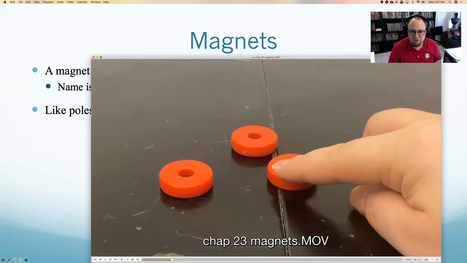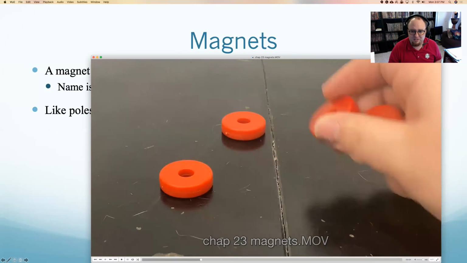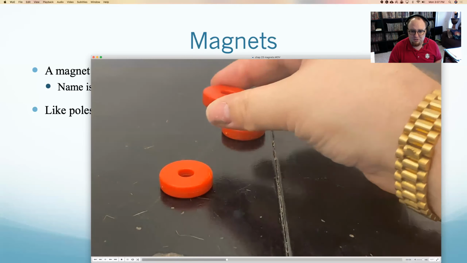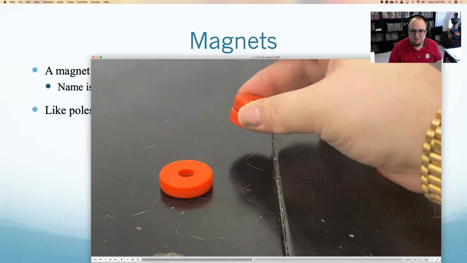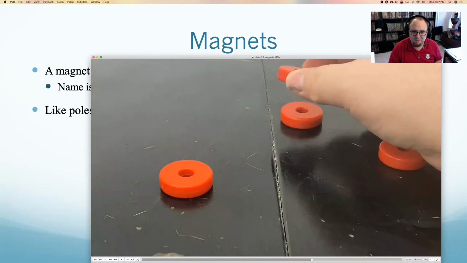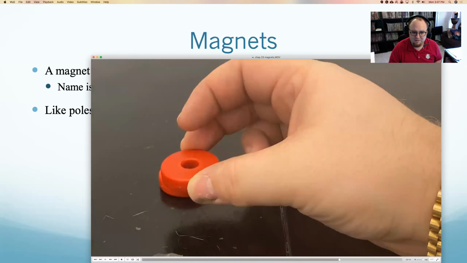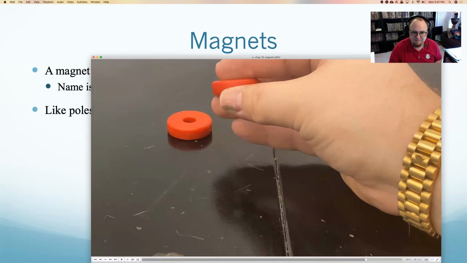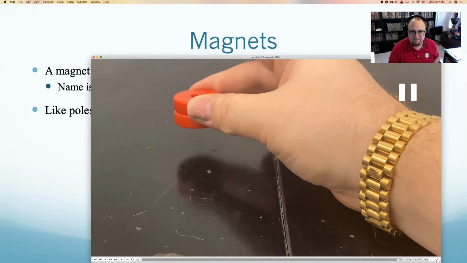If I bring the north pole of a magnet near a north pole of a magnet, or the south pole near a south pole, they're going to push each other away. But if I put the north towards the south, it sucks right on. And so right now, it's pushing away. But when I flip it, right up.